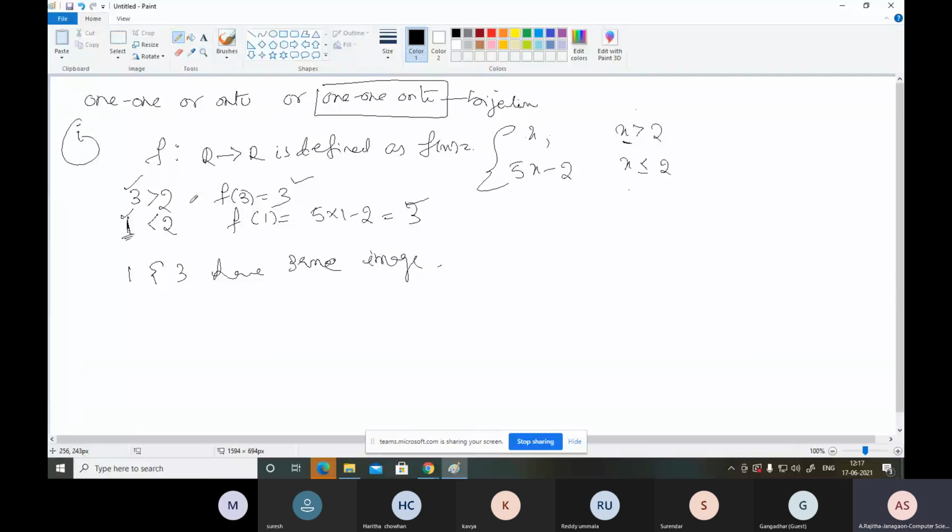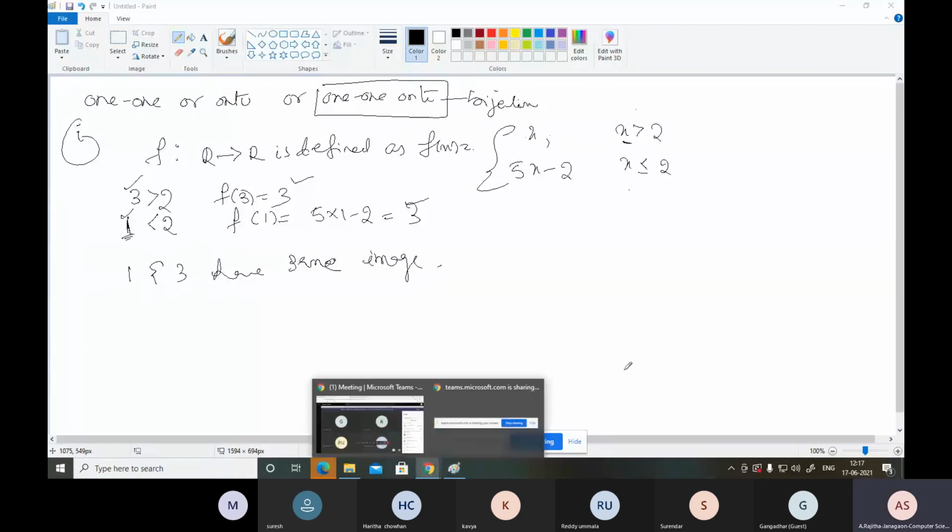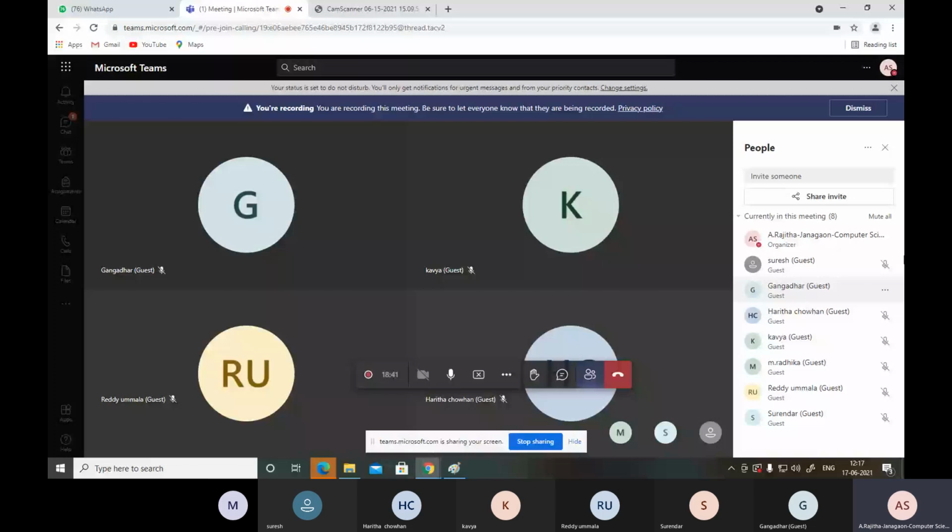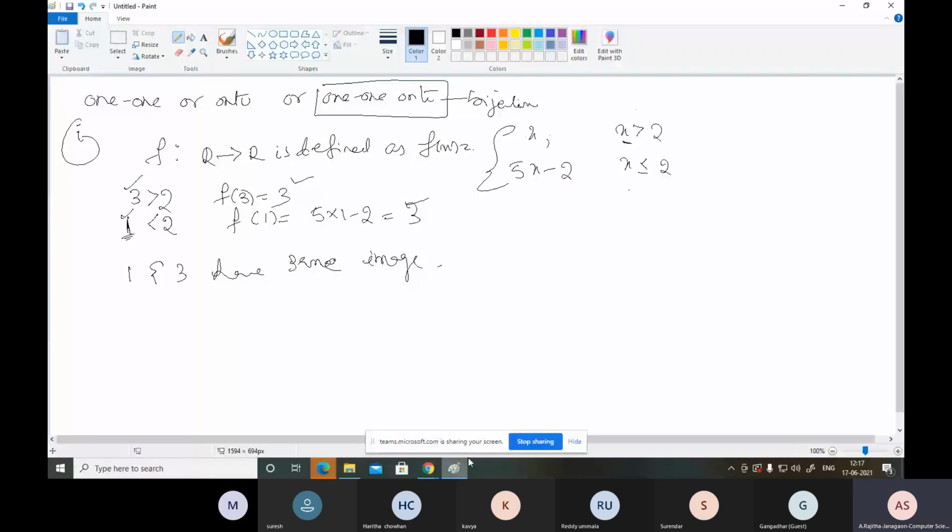So 3 is greater than 2, so f of 3 equal to 3. This is f of x equal to x. If you take x equal to 1, which is less than or equal to 2, f of 1 equal to 5 into 1 minus 2. Suppose you observe f of x at x equal to 2, which is less than or equal to 2: 5 into 2 minus 2, that is 10 minus 2.